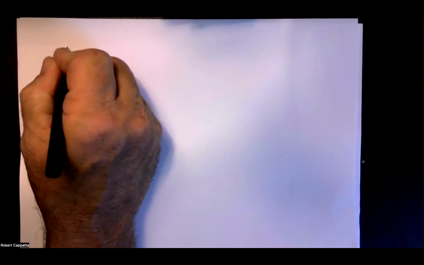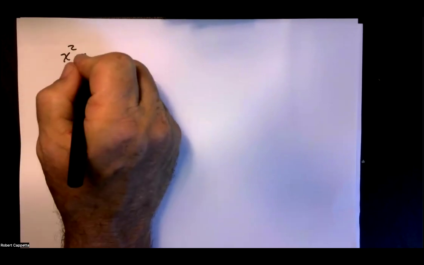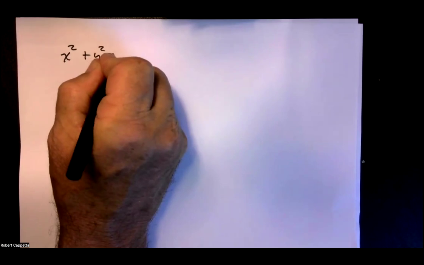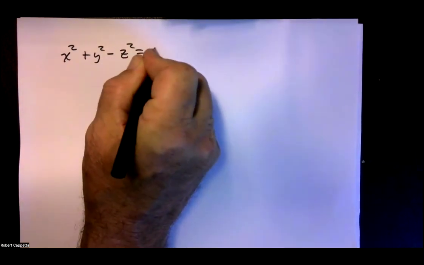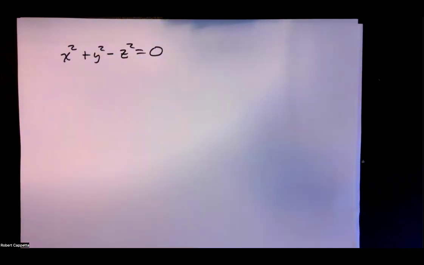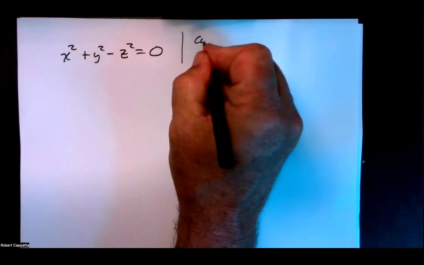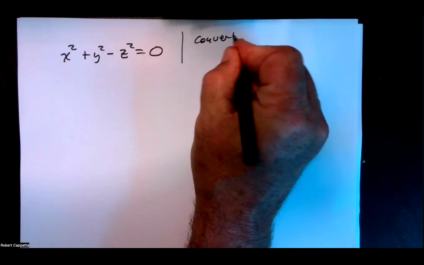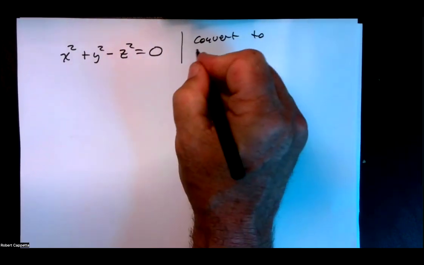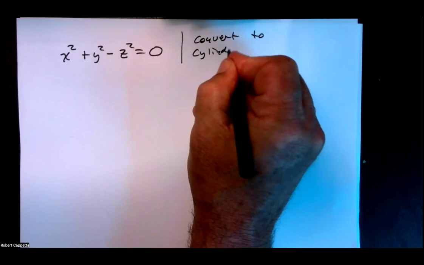So what I'm going to ask next is, how can we convert the following? x squared plus y squared minus z squared equals 0. We want to convert that to a cylindrical coordinate equation. And do we recognize what this graph will be?